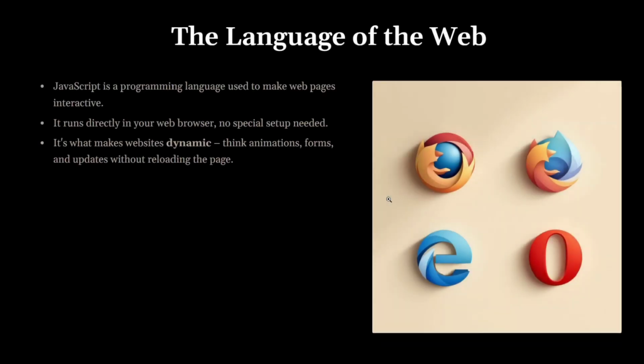JavaScript is the language of the web. JavaScript is a programming language that is used to make web pages interactive. It runs directly in your web browser. No special setup is needed. It is what makes a website dynamic and good looking, with animations, forms, and updates without reloading our page.